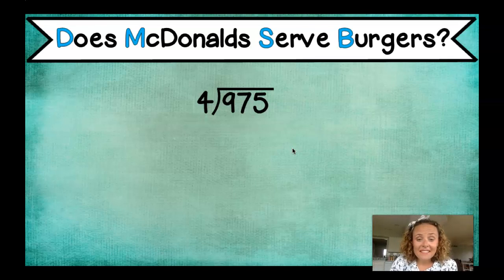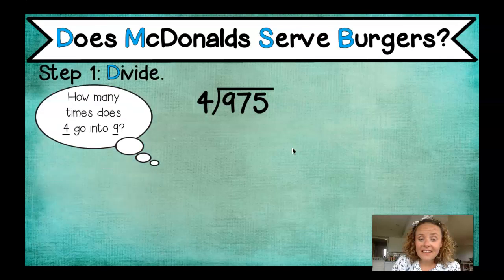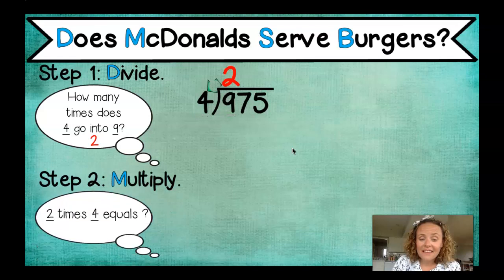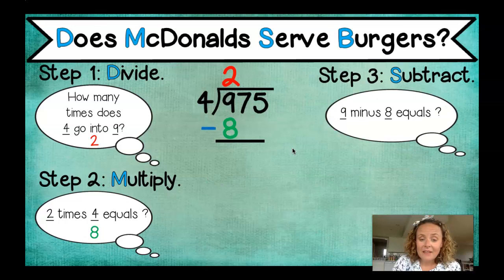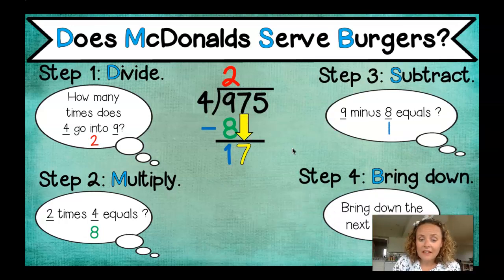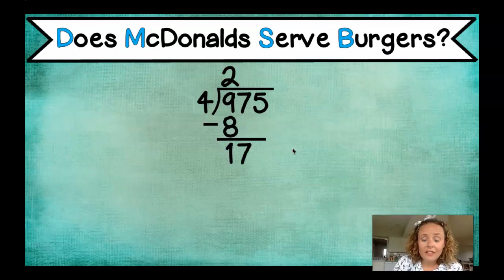Welcome back. Let's see how you did. 4 goes into 9, how many times? That's right, 2 times. 2 times 4 is 8. Then we subtract. 9 minus 8 is 1. Then we bring down the 7.